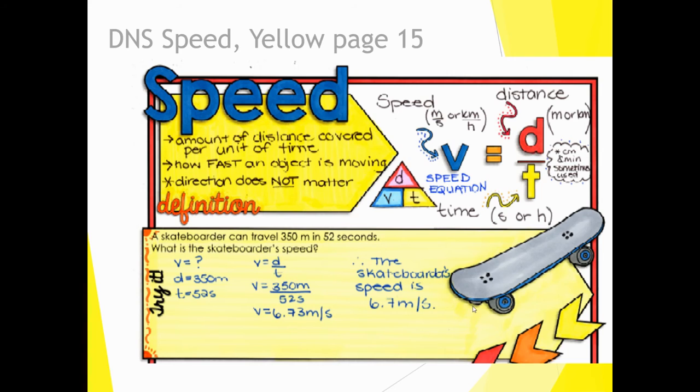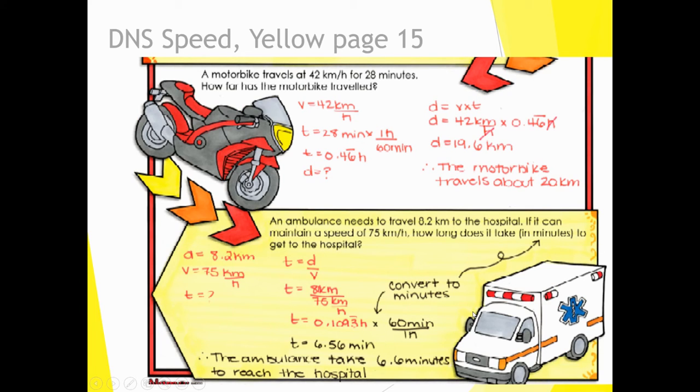The next example on our sheet is when we're trying to find distance. So we've got a motorbike traveling at 42 kilometers per hour for 28 minutes. And how far has the motorbike traveled? So here we know speed equals 42 kilometers per hour. Time is 28 minutes. But we're going to go ahead and convert that into hours because our speed was given in units with per hour. So to convert our time of 28 minutes into hours, we're going to divide it by 60. And with that, we get 0.46 hours.